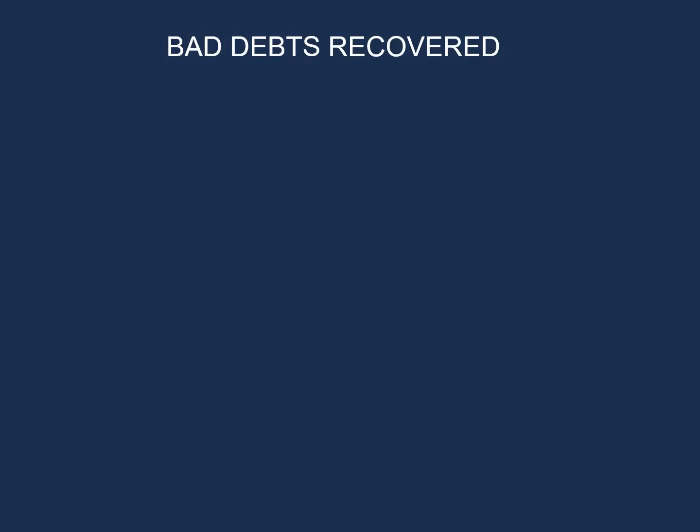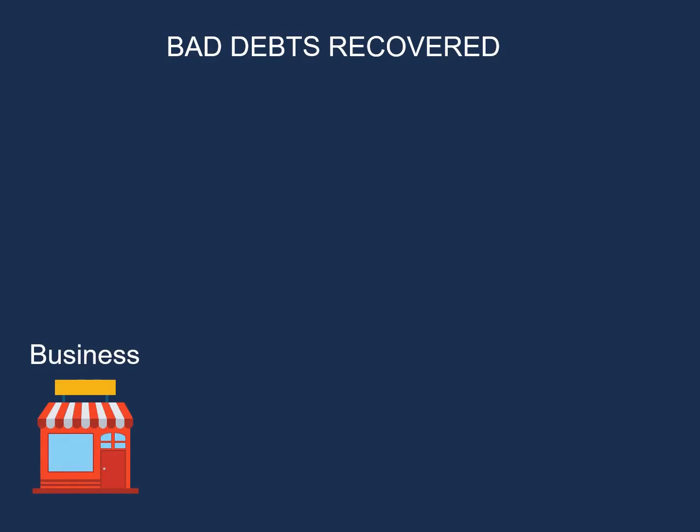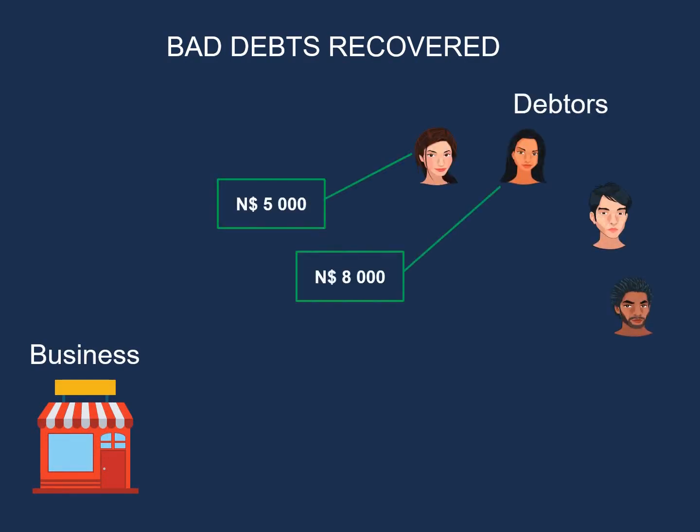Next, we will have a look at bad debts recovered. Now, say our business has 4 debtors. The one owes us 5,000, the other one owes us 8,000, the other one owes us 5,300, and the last one owes us 11,000. Now, our debtors are customers that bought from us on credit and they owe the business money.